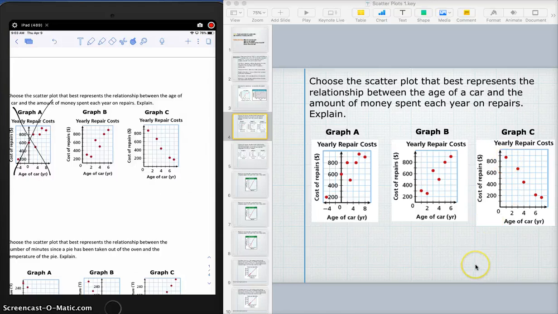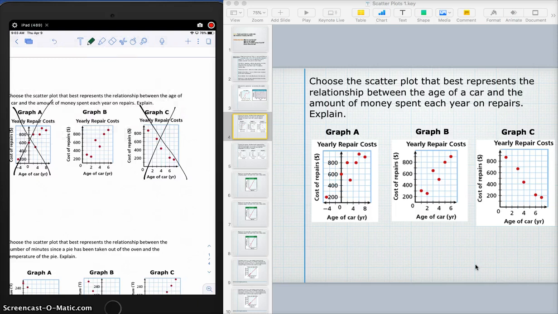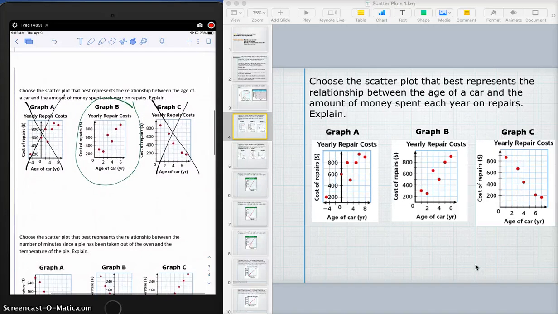So again, it's just not gonna make sense for C to be the answer, because when you have a brand new car, you're not gonna have a lot of repair costs because things aren't falling apart. So that shows us that our option that's left over is B, okay? And when it says explain, how we want to explain that is kind of what I said as I was talking.